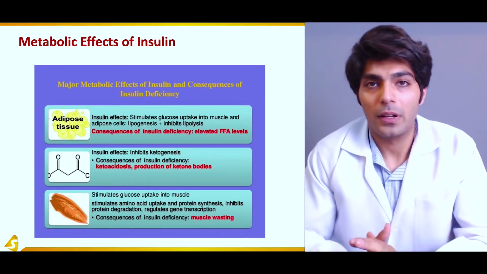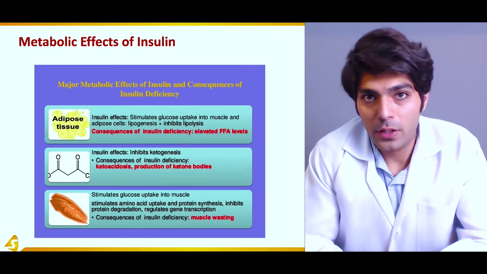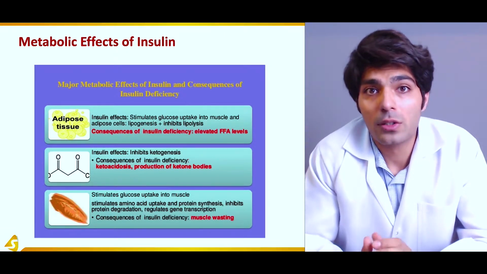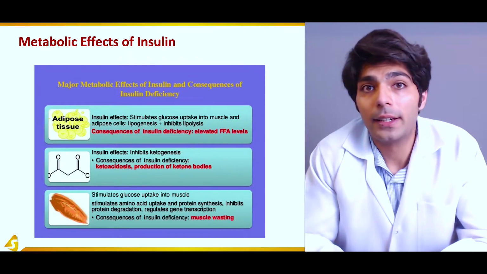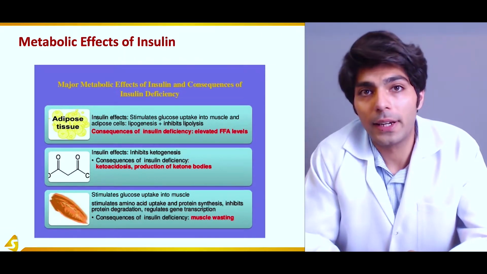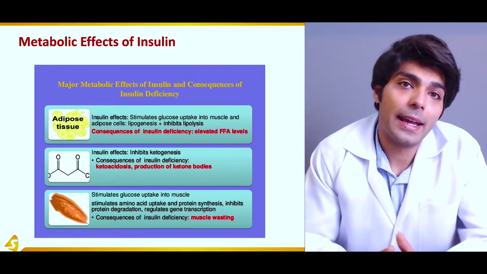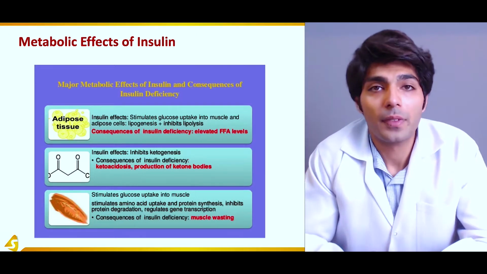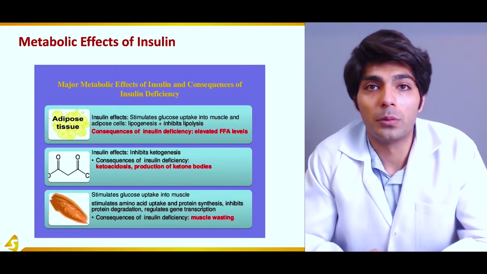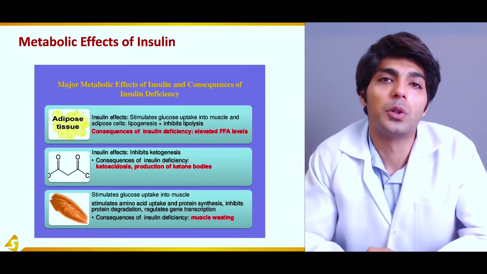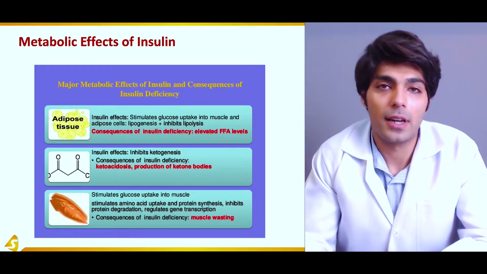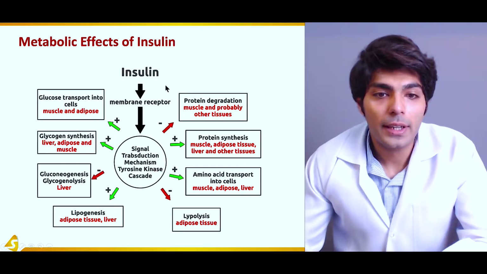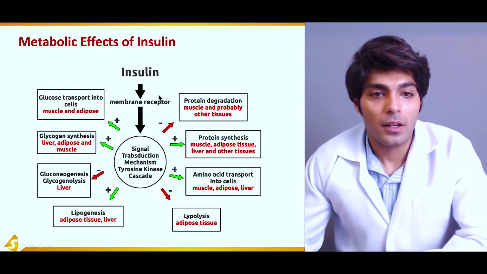If there is no insulin, or there is a deficiency of insulin, then there is wasting of muscle, so the muscle cannot store protein, and it will go in the opposite direction. Insulin performs an anabolic effect, which is then converted to a catabolic effect, so the complex molecules are broken down into smaller molecules, and muscle wasting starts to occur. So this is a quick summary of insulin and its metabolic effects.